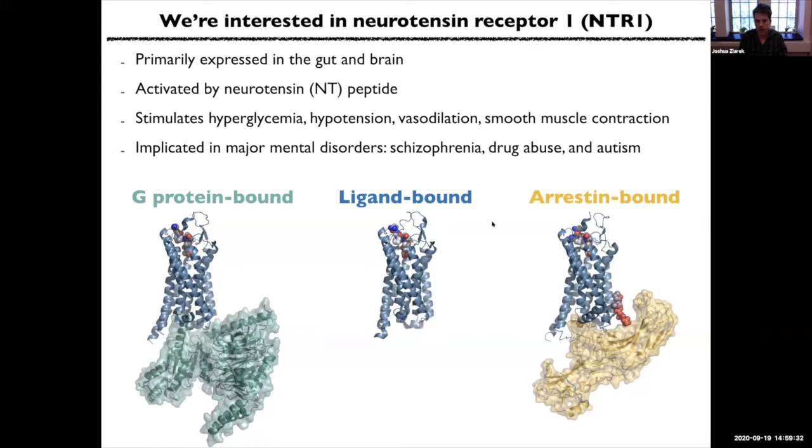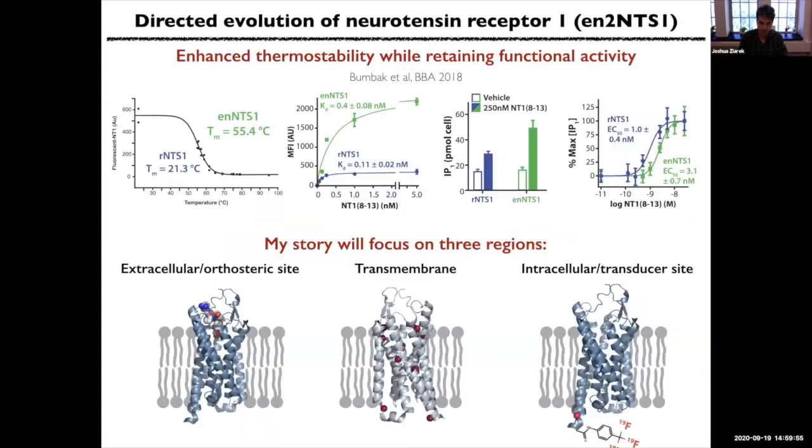One of the main things that works out very nicely for us is that this is one of the few receptors, I believe 3, where there's structural information for both transducer complexes. So both the G protein bound structure and the arrestin bound structure have been determined by Cryo-EM, as well as structures of the ligand bound receptors. So this is really a great place for us to start.